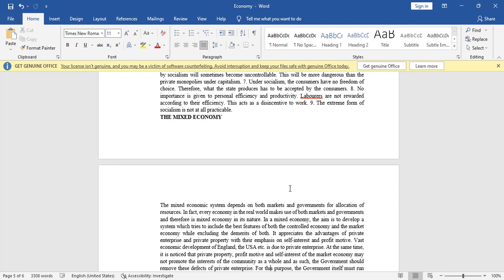So here, India is the best example. We can cite the best example for the mixed economy, isn't it? So here, mixed economy will have the features of both the capitalistic economy and the socialistic economy, isn't it? So it will have the features of both the systems. It will have the advantages of both the systems also, isn't it?